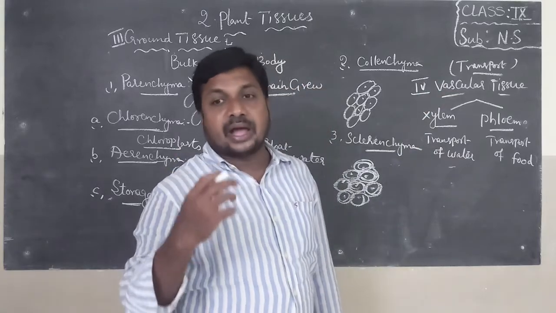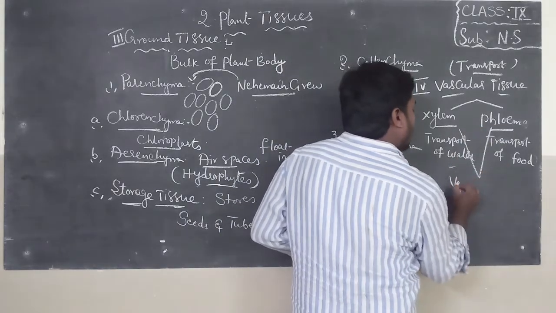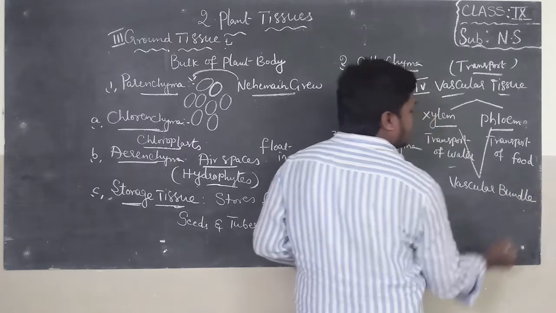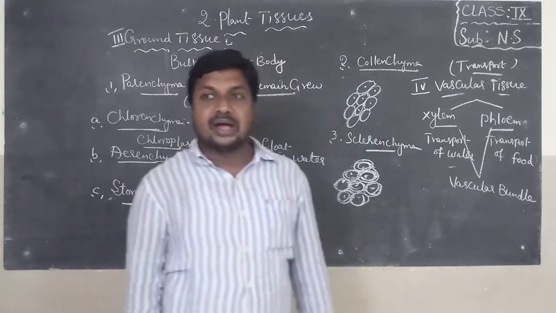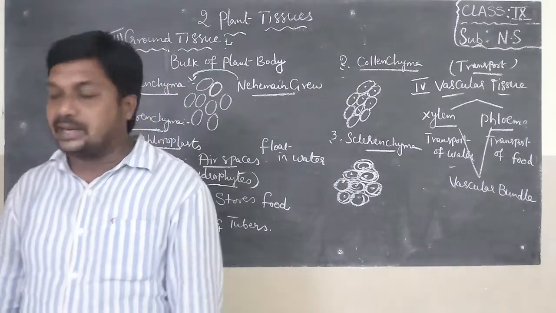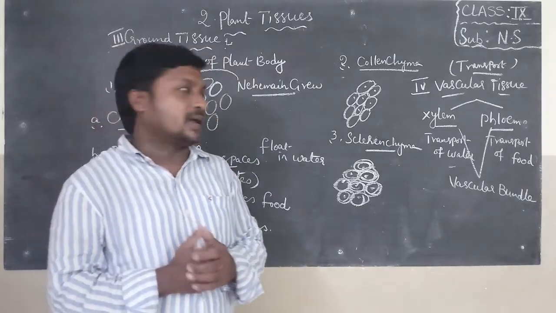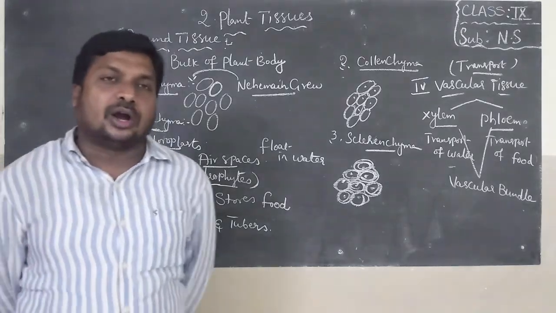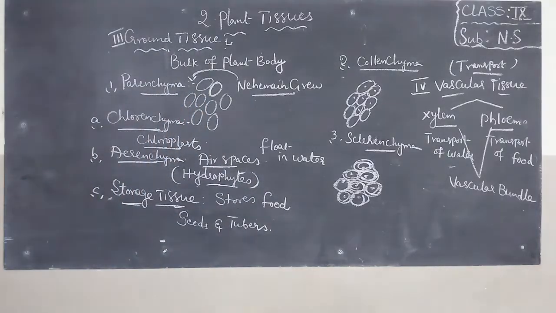The word vascular indicates transport. Both xylem and phloem together are called a vascular bundle. Why are they called a vascular bundle? They are present one upon another. That is called a vascular bundle. So these two tissues are present in plants, xylem and phloem. Xylem is helpful for transport of water, phloem is helpful for transport of food. Both united together is called a vascular bundle.